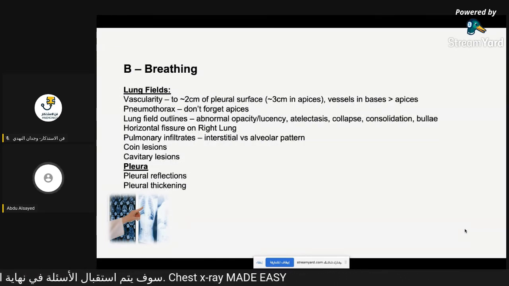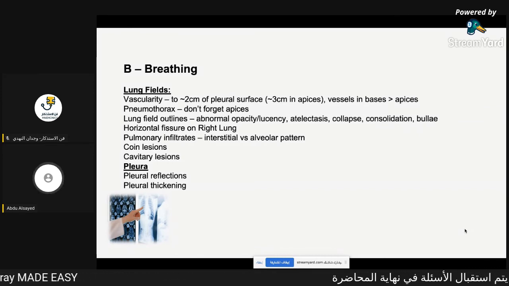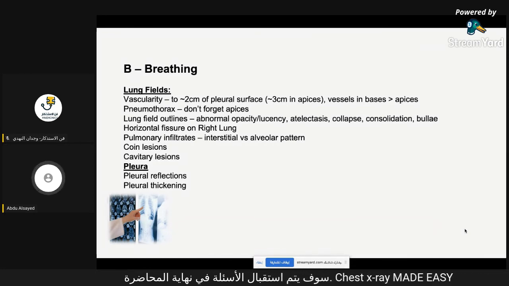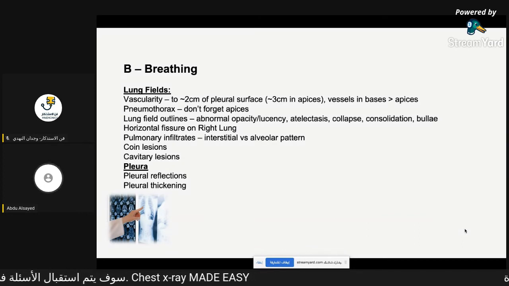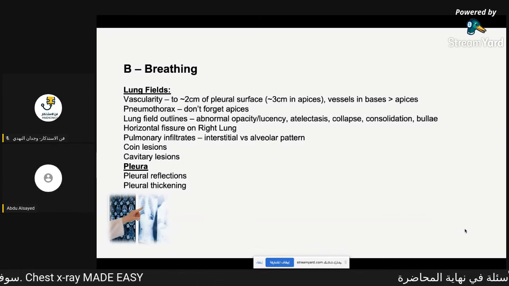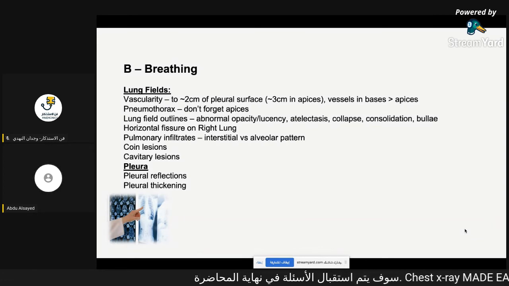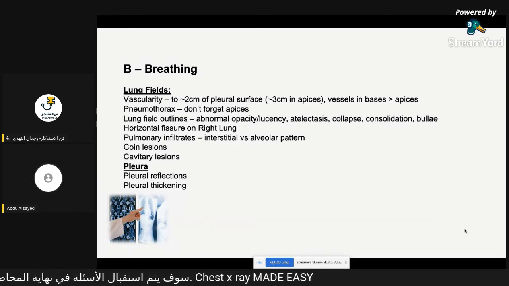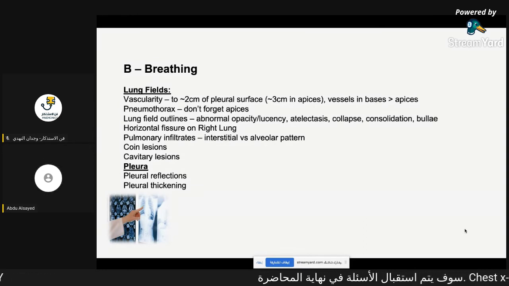We should comment on the apical area. We should comment if there's any element of pneumothorax. We should comment on the lung field, horizontal fissures, infiltration, foreign body, cavitary lesions, or if there is any obvious abnormality on the lung. The same for pleura. We should assess for the thickening and the reflection of the pleura.